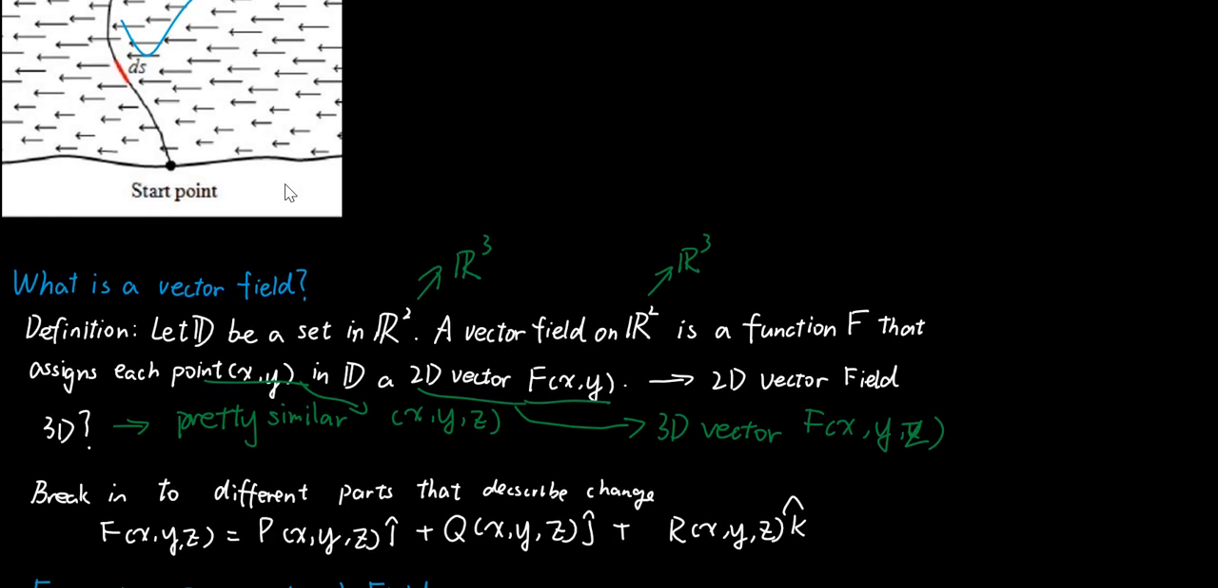And we can also break F into different parts that describe the change in x, y, and z to make it more clear. So here is what it is like. It can be written as P(x, y, z)i plus Q(x, y, z)j plus R(x, y, z)k.